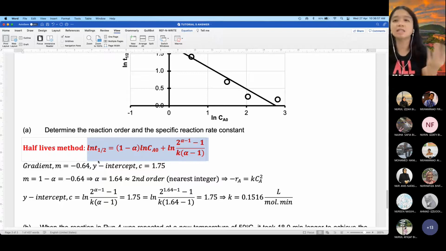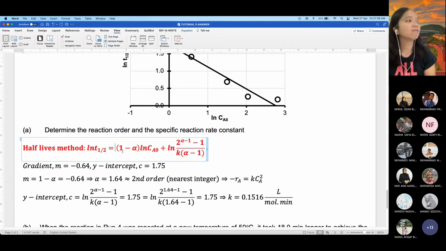So the y-axis is naturally ln T half, and the x-axis is naturally ln CA0. Hence, 1 minus alpha will be your gradient. Y equals mx plus c, so 1 minus alpha is your gradient or your slope. And the back part, yang panjang-panjang ni, the ln 2 power alpha minus 1 and so on and so forth, this one is your y-intercept. Okay, so we do one by one.